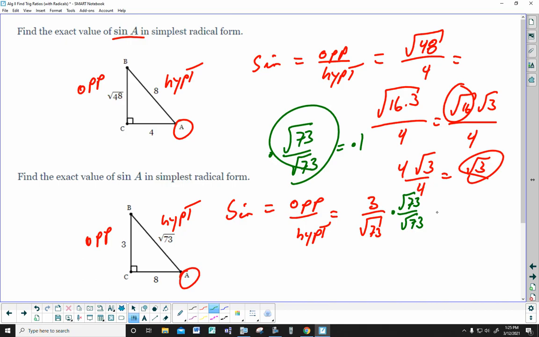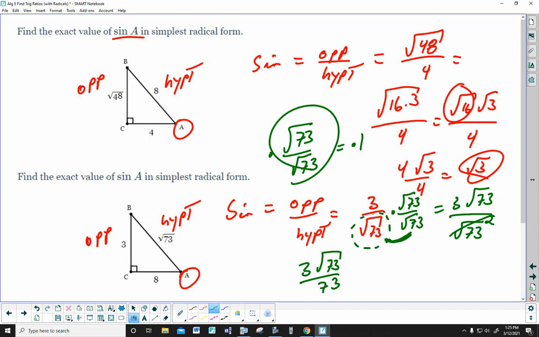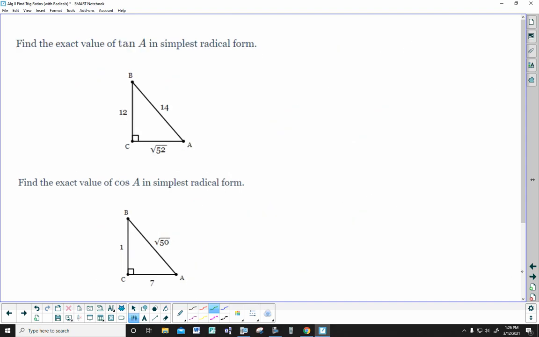Okay. 3 square roots of 73 over the square root of 73 times itself is square root of 73 squared. Doesn't a square and a square root cancel out? So I have 3 square roots of 73 over 73. You're not allowed to have a square root in the bottom of a fraction. Okay? So this is how you got rid of it. You multiplied by whatever that root was, top and bottom. Okay? Let's do some more.